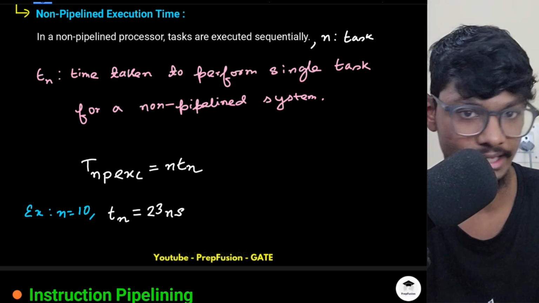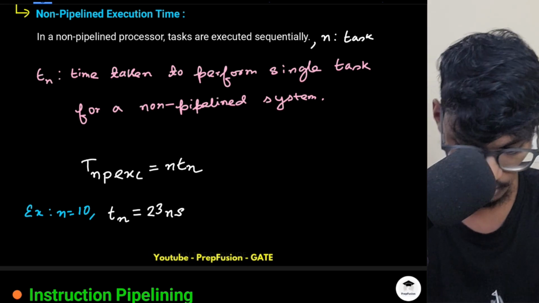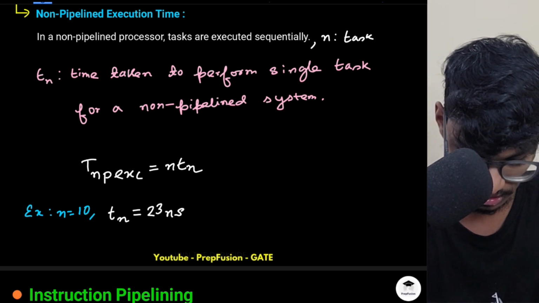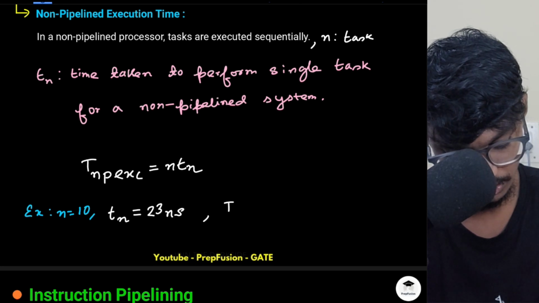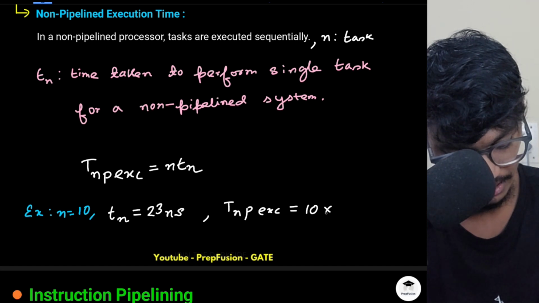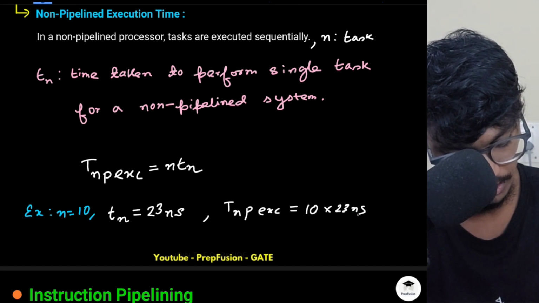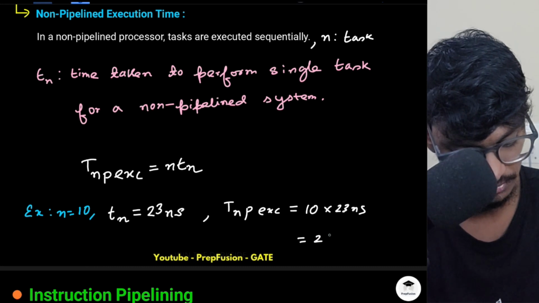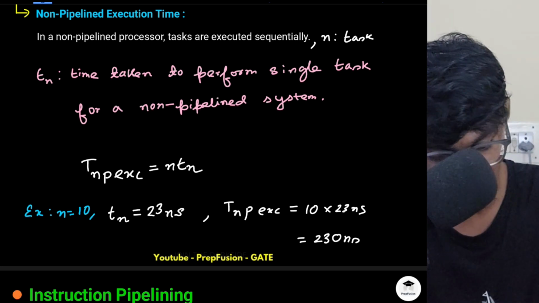And they do the computation totally independently, right? So how many instructions do I have? 10, right? So the total execution time will be what? Tn, the non-pipeline execution, will simply be 10 times 23 nanoseconds. It will be 230 nanoseconds. So I hope you have understood the difference between Tn and Tp.